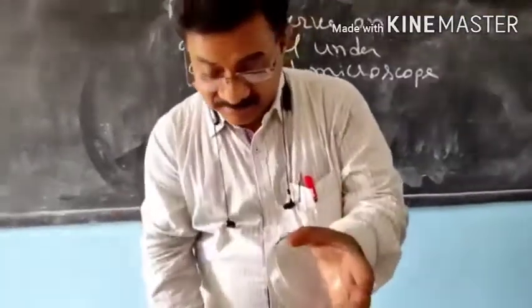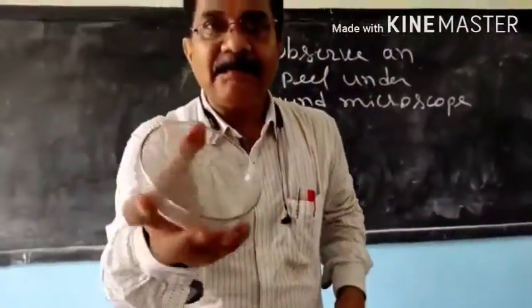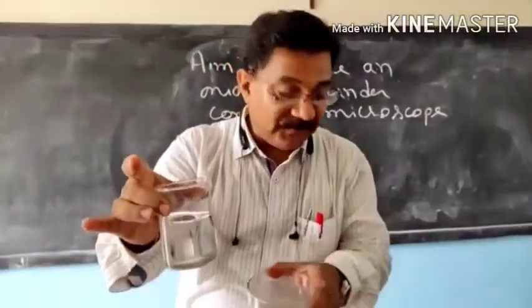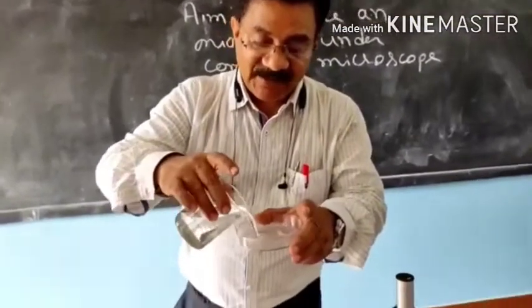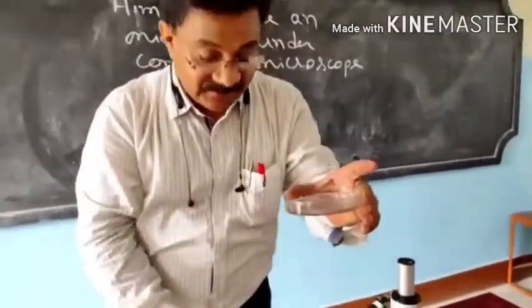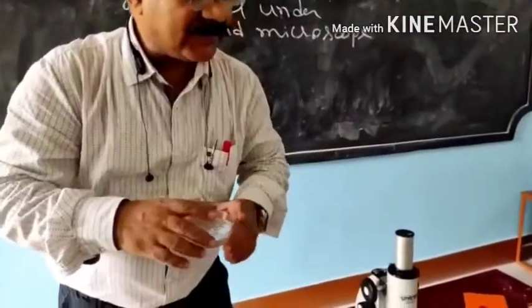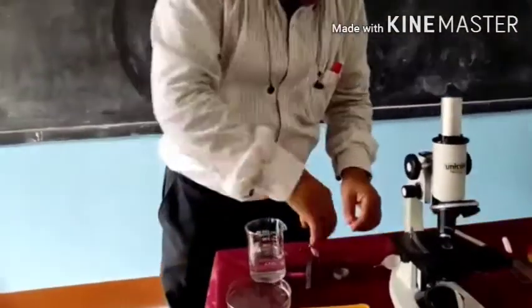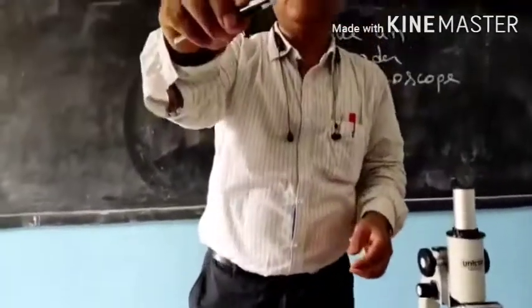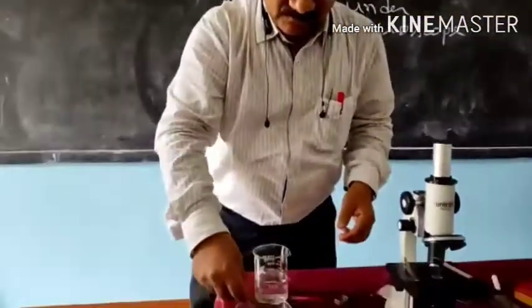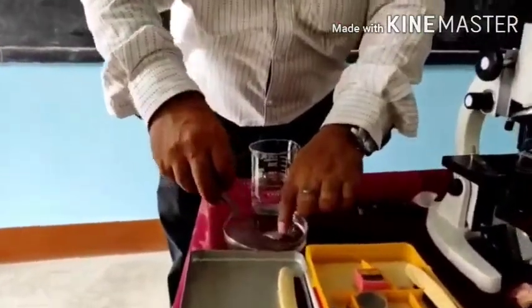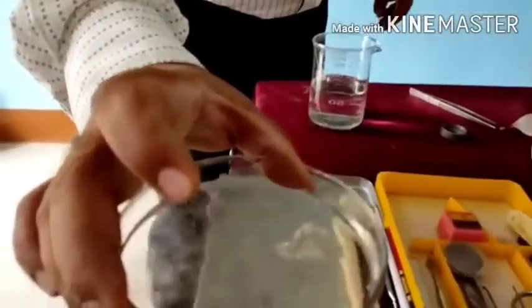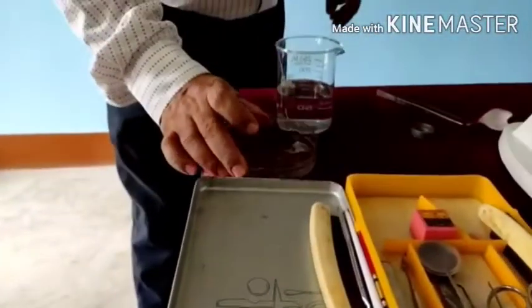See here, this is called a petri dish. And this is a beaker. In the beaker I have kept water. I am putting a little bit of water here, and in this water I will keep the onion peel. Now, where is my onion peel? Yes, this is the onion peel, and I am going to put it in water. Okay. You can see here in water I have kept the onion peel. It is a transparent peel, chilka.